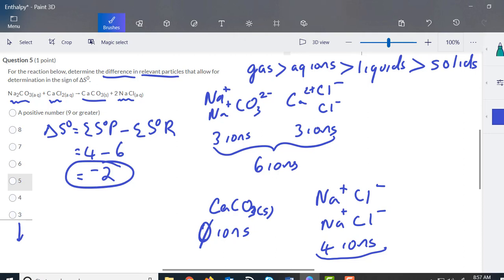From a more global point of view, you could argue that we have much more entropy on the reactant side than we do the product side. So what that means is there's been a decrease in entropy going from the reactants to the products, which makes sense as why we're getting a negative value here for the difference between the ions.